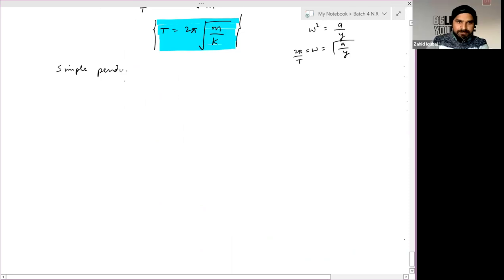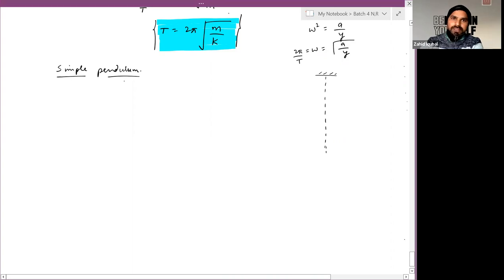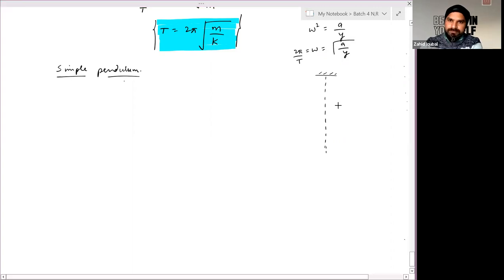Now, next is the simple pendulum. Suppose from any support, a string connected to a bob is oscillating about this.